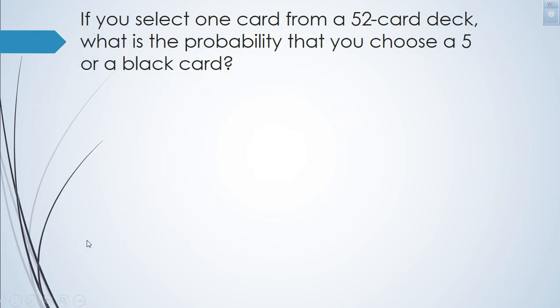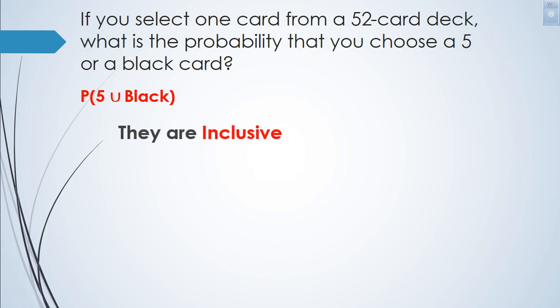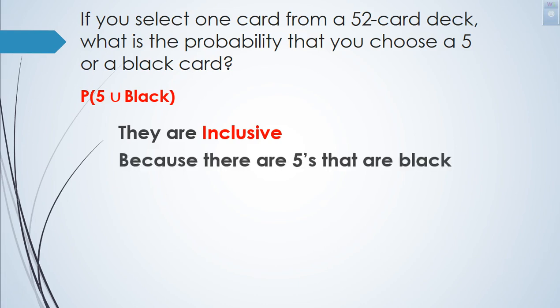Okay, so the next one that I want to go over is if you select one card from a 52 card deck, what is the probability you chose a 5 or a black card? So this is again an OR statement. Now, I have a question for you. Are there any 5s that are black cards? The answer is yes, you're right. So that means this is going to be an inclusive statement, right? And that's because there is going to be overlap. There are 5s that are black.